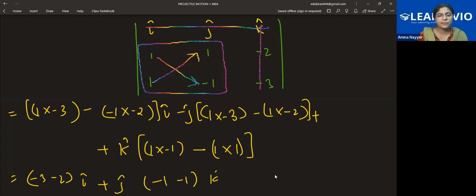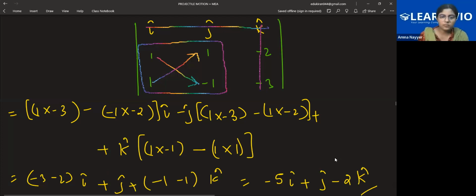So final answer is minus 5 I cap plus J cap minus 2 K cap. 5 will also come, no? Minus 3, minus 1 into minus 2 is plus 2. Plus 2 into minus 2 is minus 2. So minus 3 minus 2 will be minus 5.